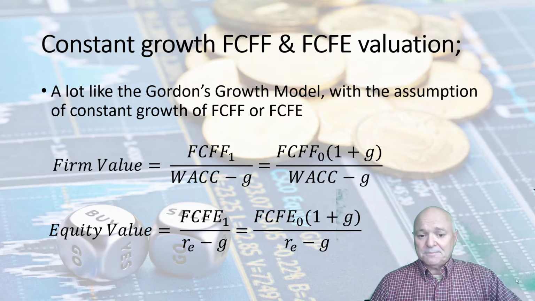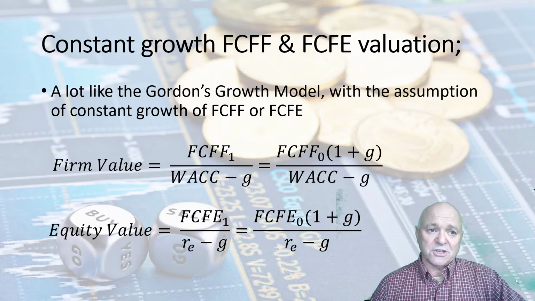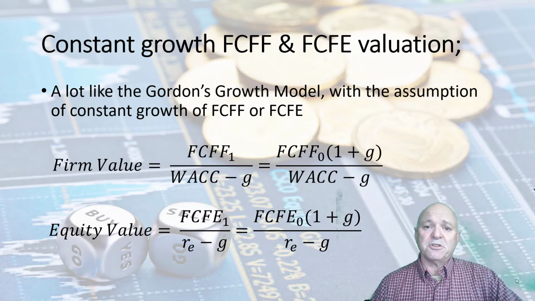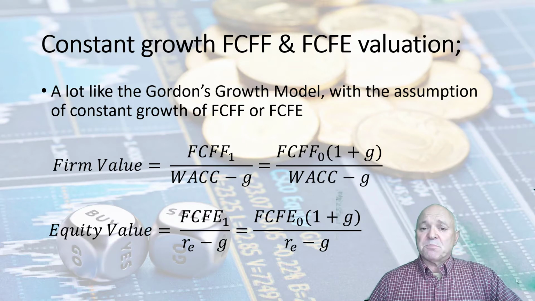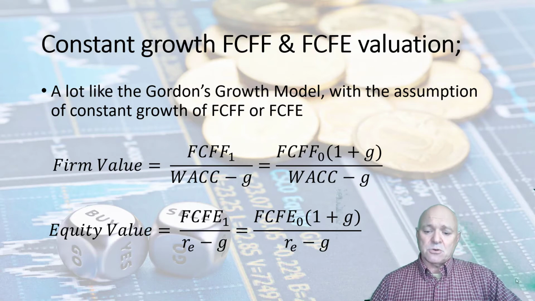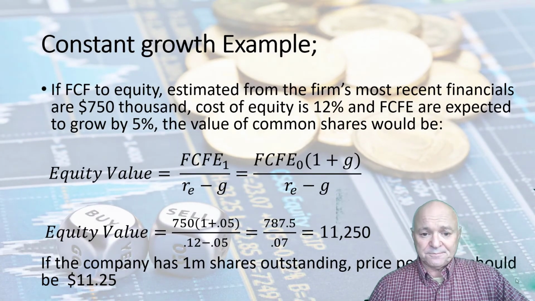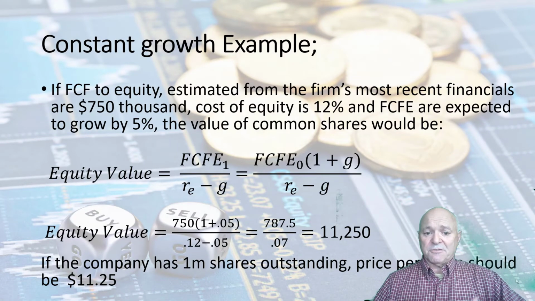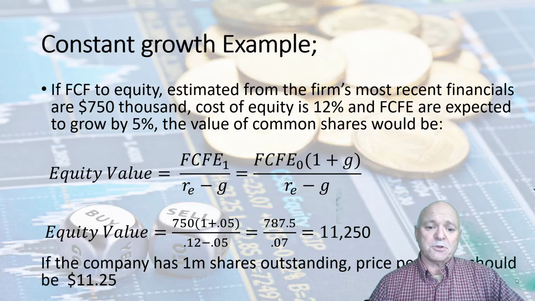For the value of equity, we would use the free cash flows to equity, accounting for things like the cash flows to interest and to minorities and preferred. So we take those free cash flows to equity from the previous period and multiply by 1 plus the growth rate. And in the denominator we have the return to equity minus the growth rate. So an example of how that would work: we take the free cash flows to equity, gross that up, and discount it at the growing perpetuity rate.